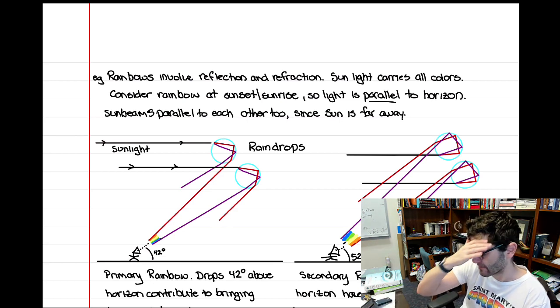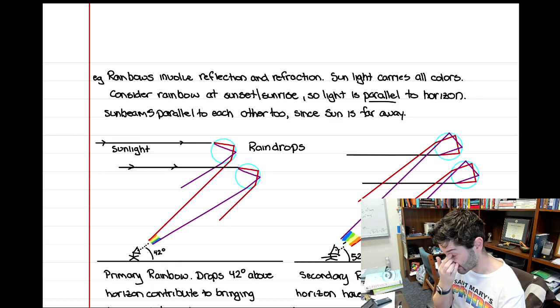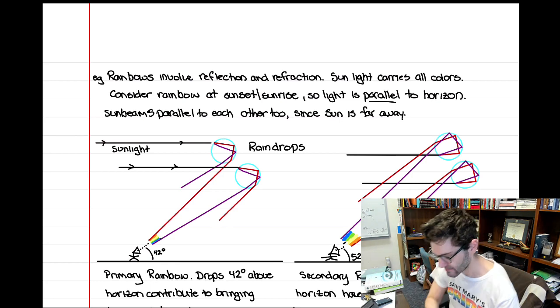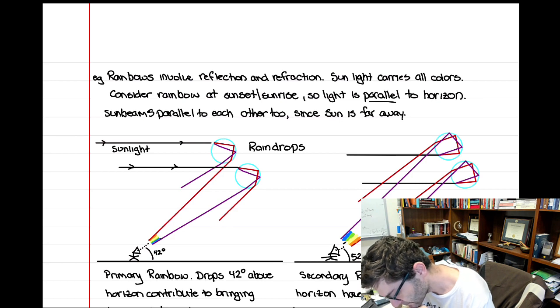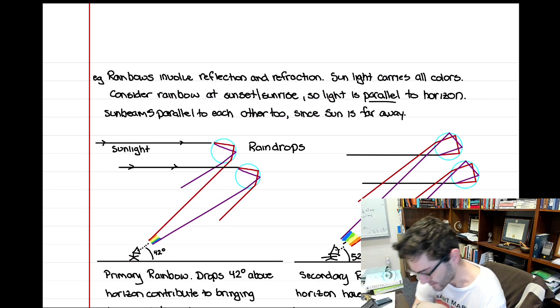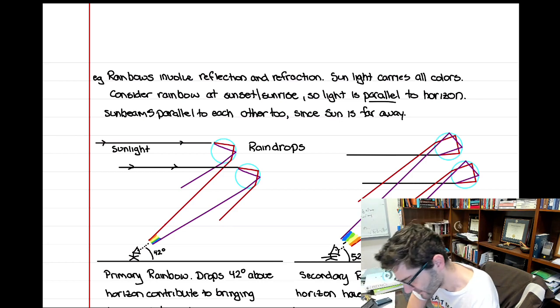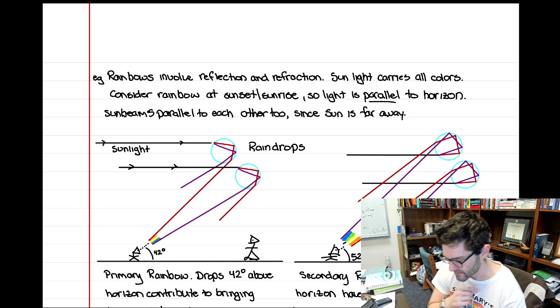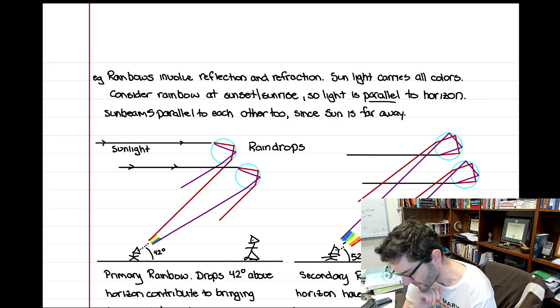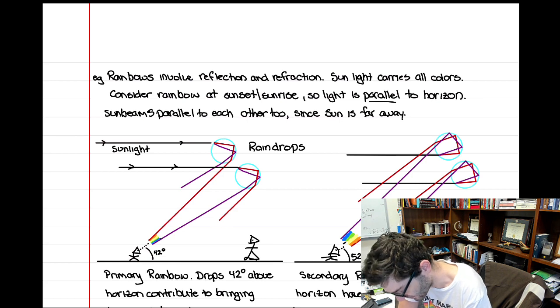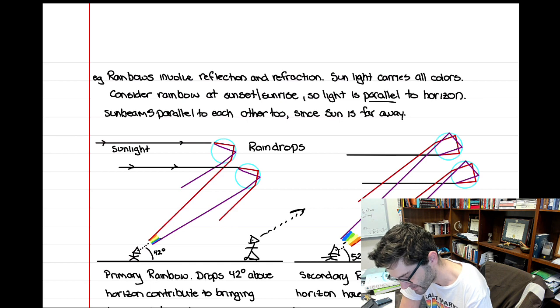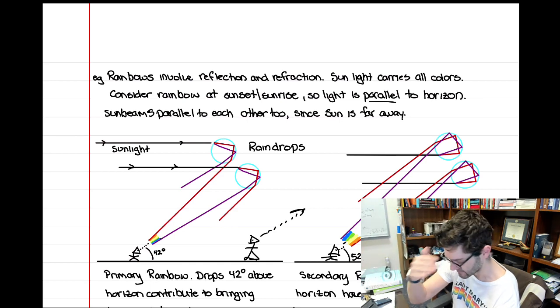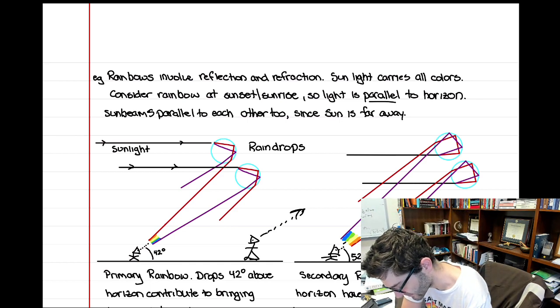If it's sunset or sunrise, right? Because I drew these with the sunlight coming in from a specific direction. That means if there was some other person, they would not see the same rainbow you're seeing. They would have to look in a different direction, and there would be some raindrops intercepting some other beams of light, and they would see a rainbow somewhere over here as well.